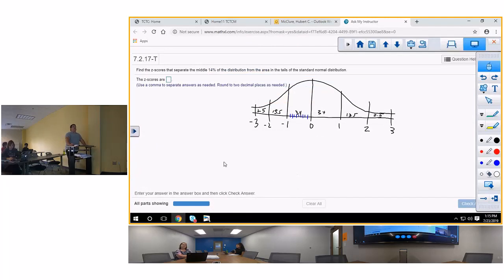Find the z-score that separates the middle 14% of the distribution from the area in the tails of the standard normal distribution. Okay, you got to read the question on this one. All right? Where is the middle 14%? Well, if you want to draw it, this is what we're going to draw.